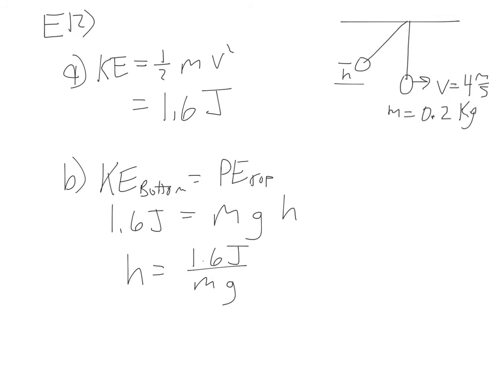So that bottom part is 0.2 times 9.8. So 1.6 divided by 0.2 times 9.8. And we end up with a height of 0.82 meters.